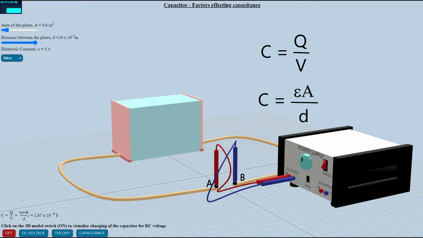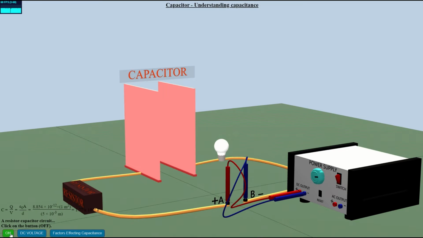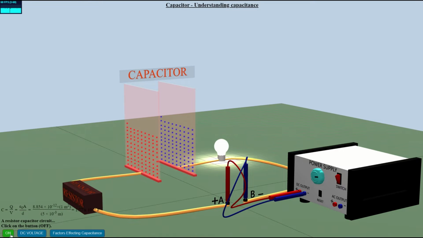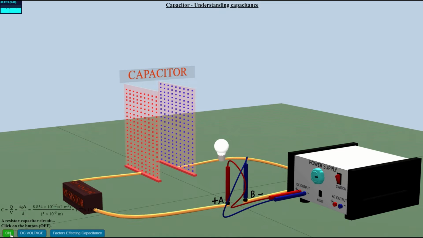Now, let's discuss the charging and discharging process of a capacitor. When a voltage source, such as a battery, is connected to a capacitor in a circuit, the capacitor starts to charge. During the charging process, electrons accumulate on one plate of the capacitor, creating a negative charge, while the other plate becomes positively charged.